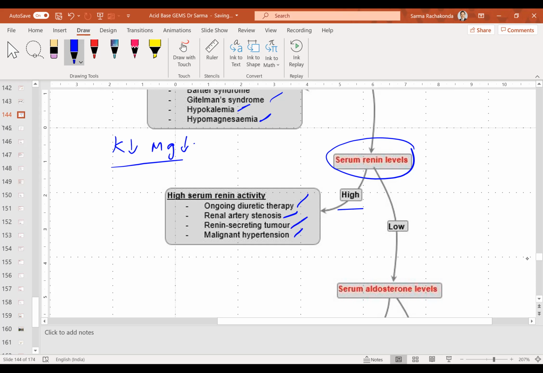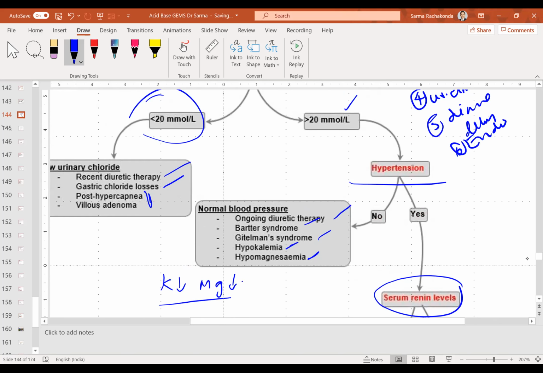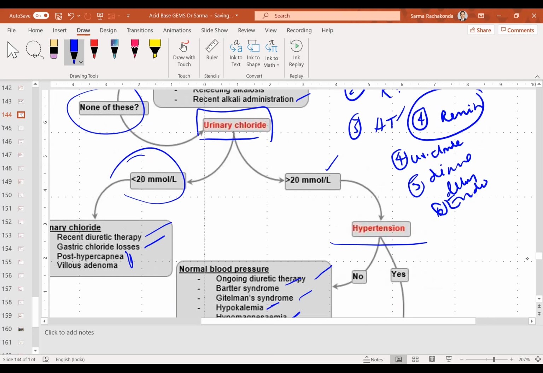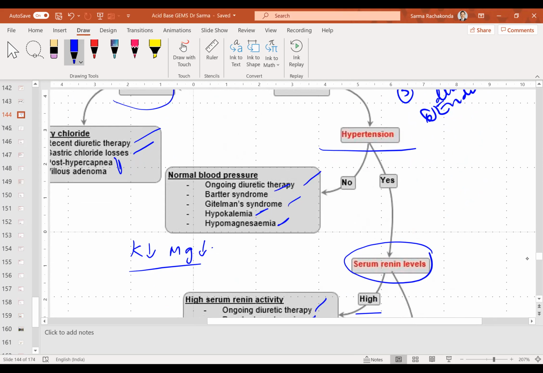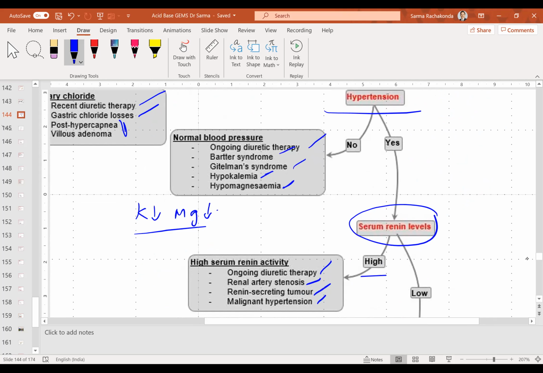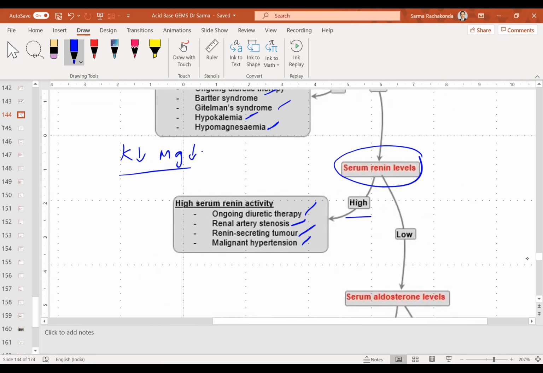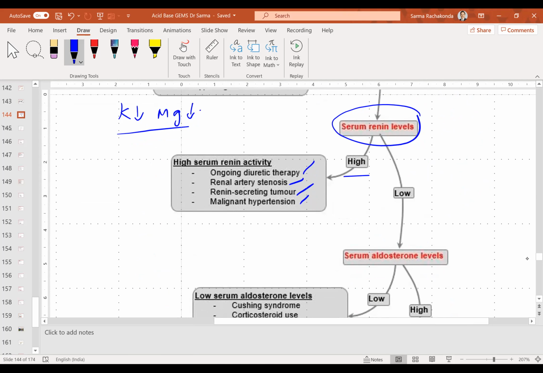How did we come here? First we excluded all those by history, then looked at the urine sodium and urine chloride. Urine chloride is sufficiently high to say that chloride excretion is unaffected and there is enough chloride in the body. Then the question is: is there hypertension? If there is no hypertension, certain causes are excluded. If there is hypertension, is it high renin hypertension or due to something else? If it is high renin, is it continuing diuretic therapy stimulating the renin, or a renal artery stenosis with the juxtaglomerular apparatus secreting more renin, or an extrarenal renin secreting tumor, or malignant hypertension?